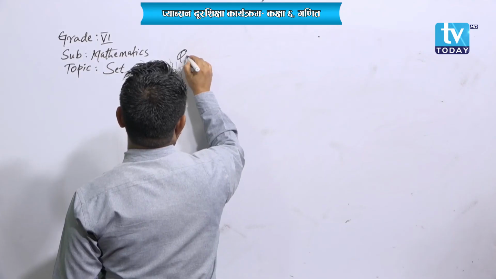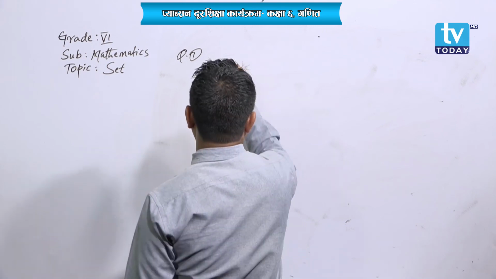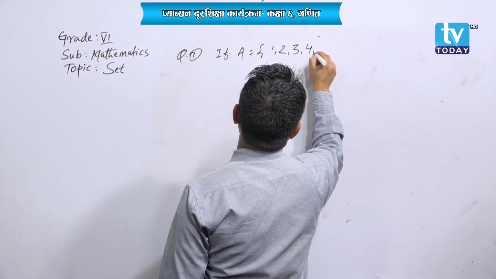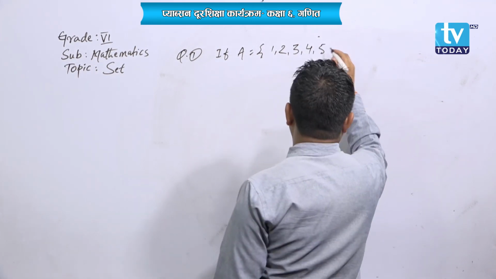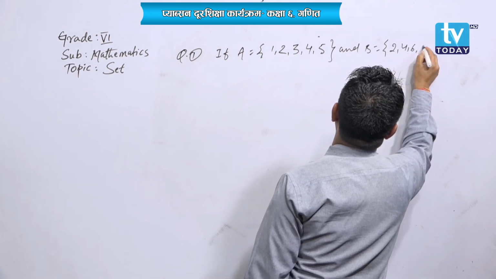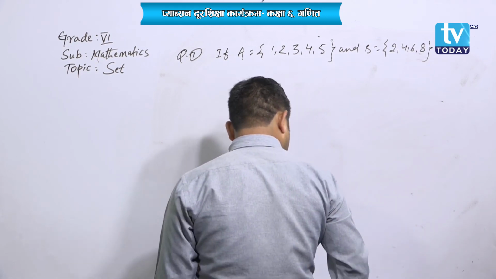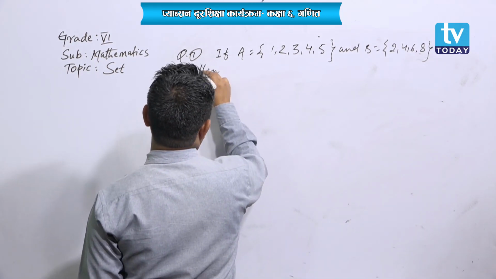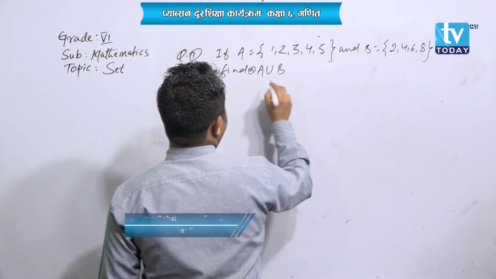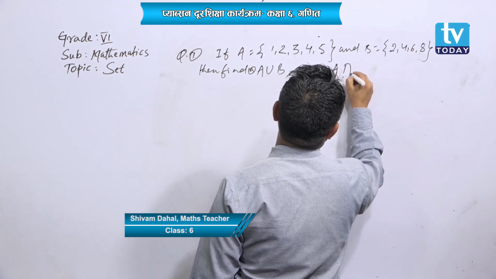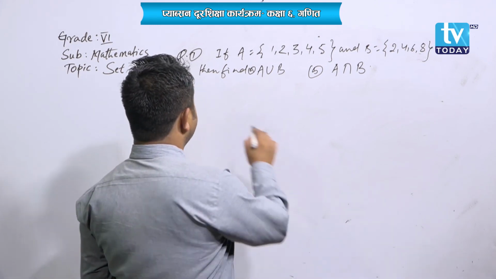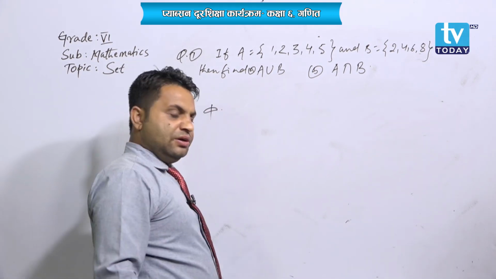Alright? Question 1. If A = {1, 2, 3, 4, 5} and B = {2, 4, 6, 8}, then find A union B, and part B, find A intersection B. If there are no common elements in both sets, then you can denote it by phi. Okay.